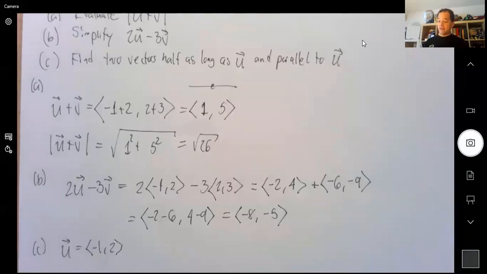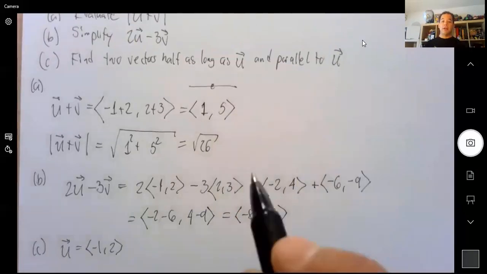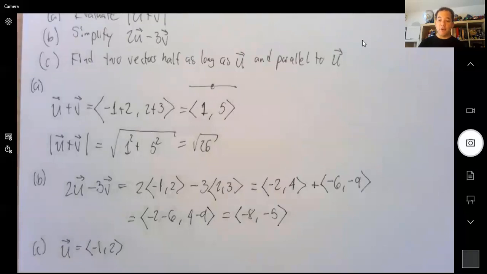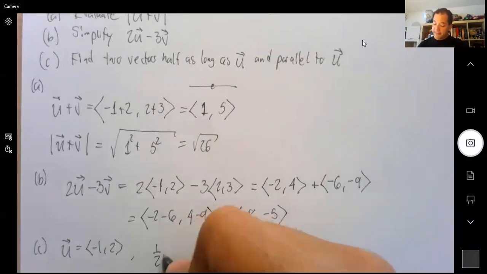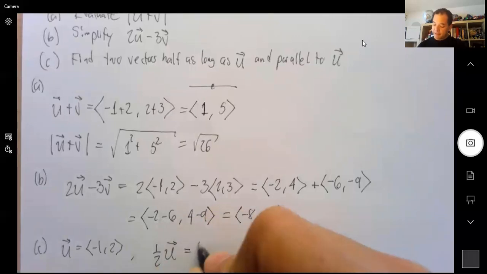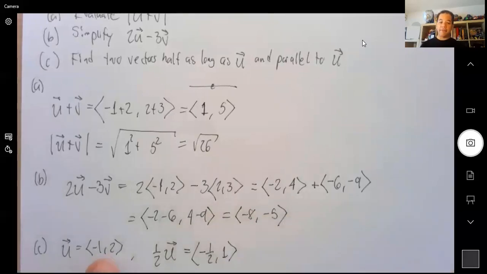So first, how do we find a vector half as long as u and pointing in the same direction, right? Parallel means pointing in the same direction or the opposite direction, right? More specifically, parallel means it's a scalar multiple, which suggests what to do. We should multiply this vector by some number so that its magnitude is half the magnitude of the original one. So what should we multiply by? Well, by 1/2, right? If we multiply by 1/2, we get -1/2, 1. This vector is for sure half the length of that one, right? So that's one of them.